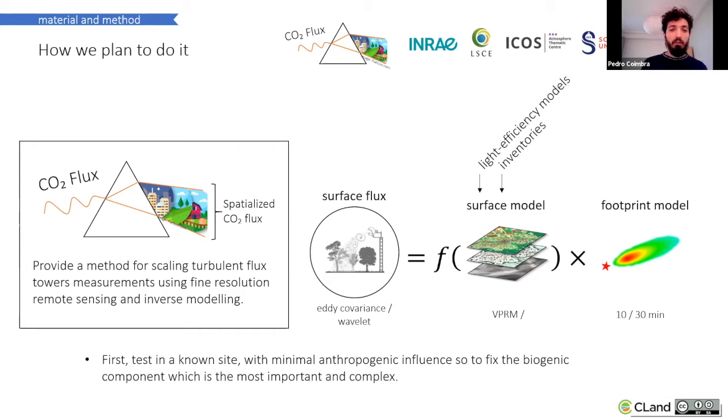Basically, we have the surface fluxes that are measured by eddy covariance or other methods on these flux towers. And they should correspond to this estimation that is based on a surface model, that depends on the landscape. It can be light efficiency models, it can be inventories.